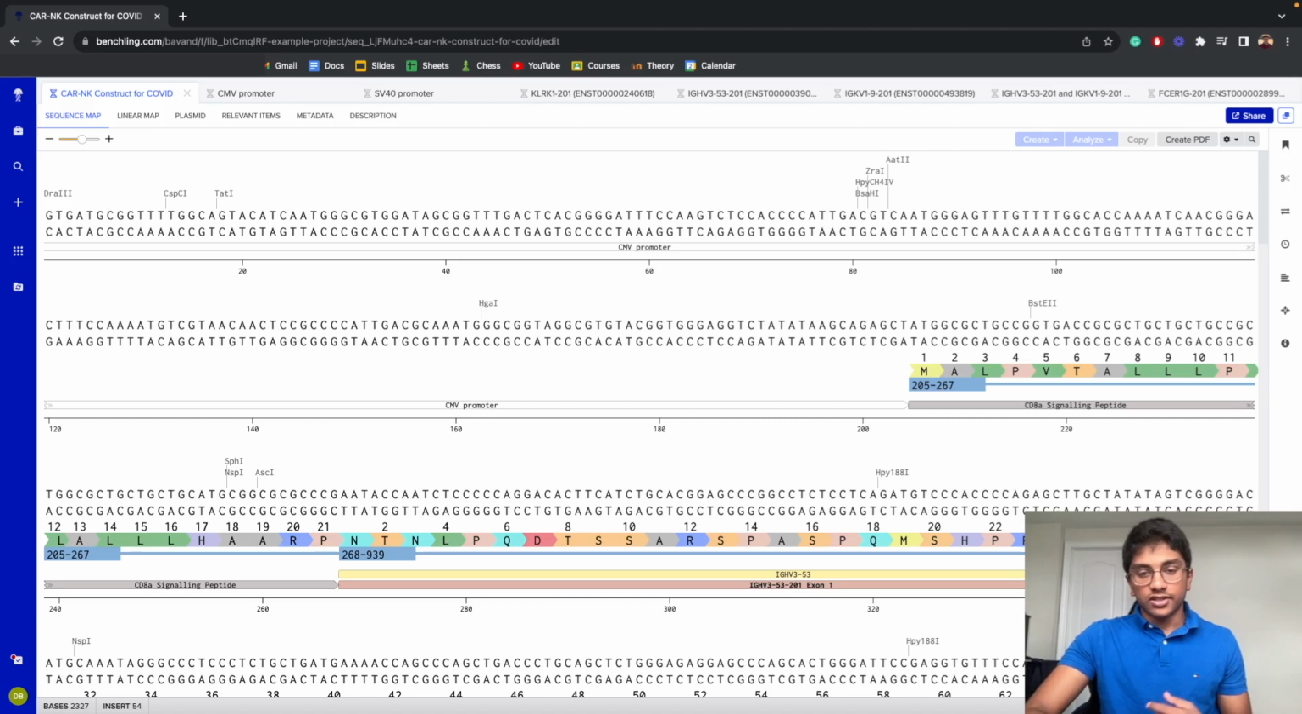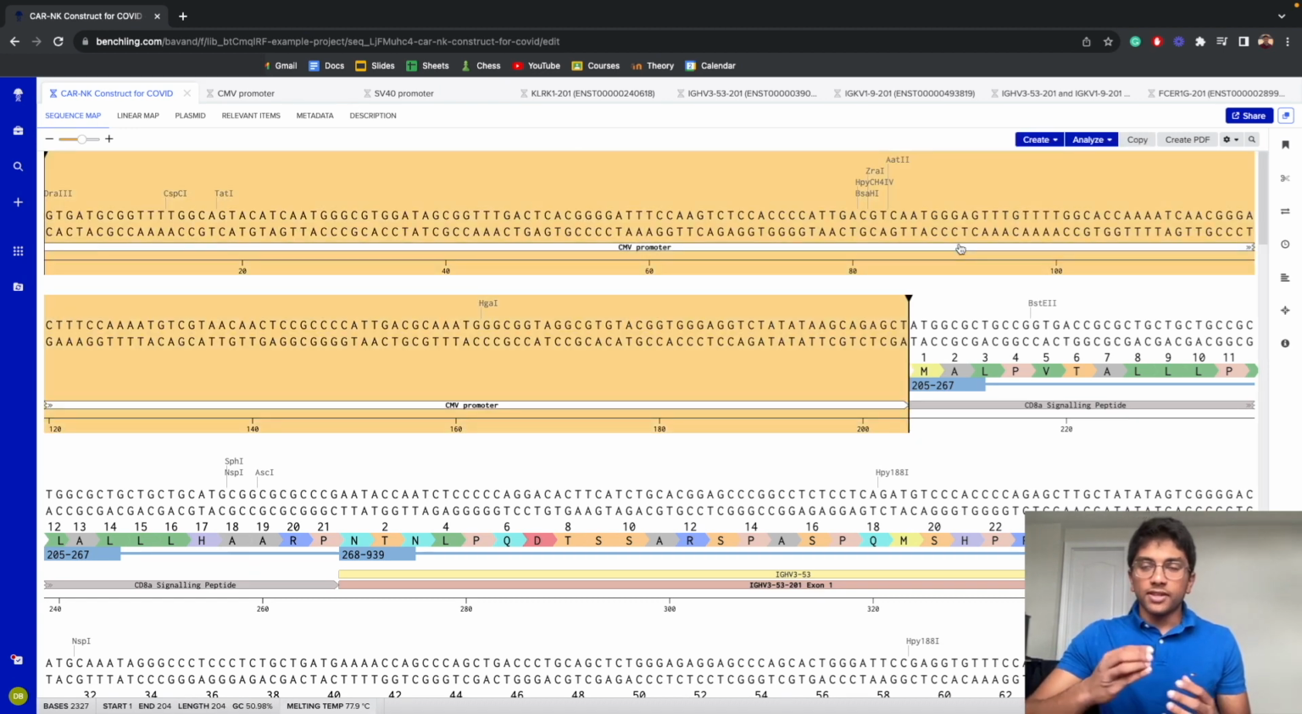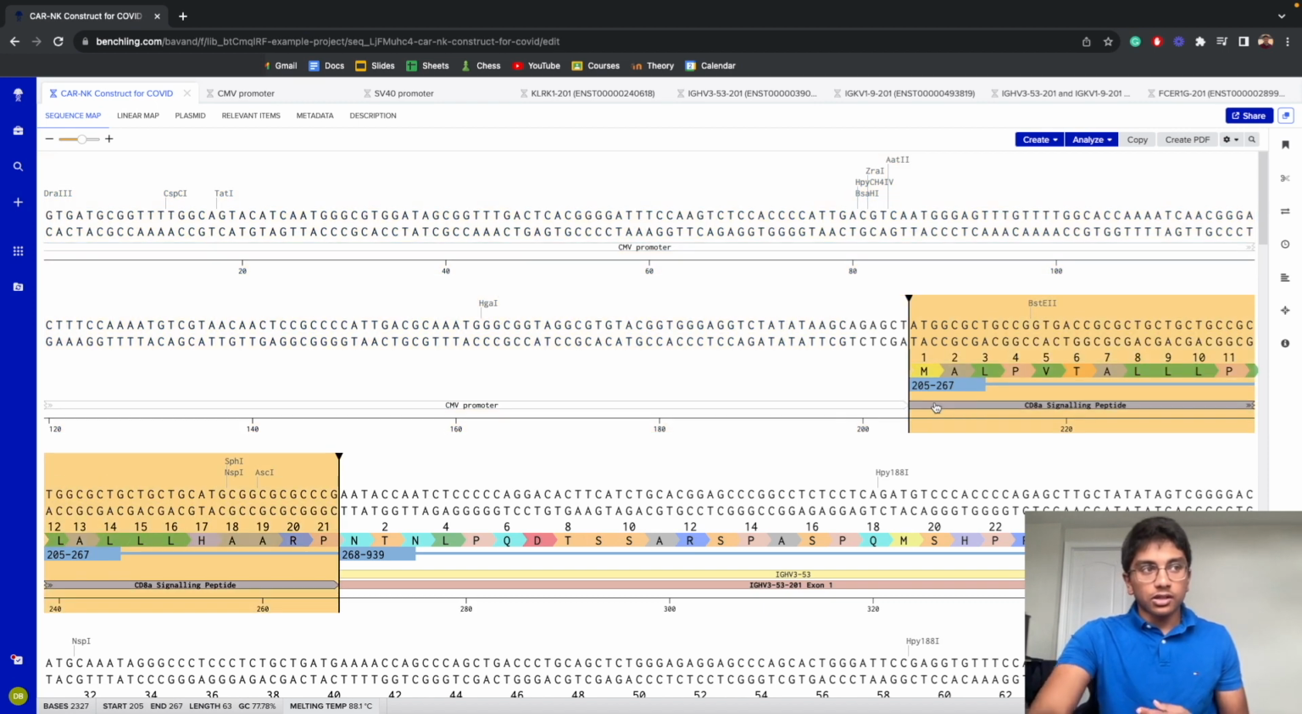First, we start with the first part of our sequence, which is the CMV promoter. The promoter basically tells the NK cell that it needs to produce this receptor a lot. By increasing the amount of receptors on the NK cell, it increases the chance that it's going to detect an infection. After this, you have something special called the CD8A signaling peptide.